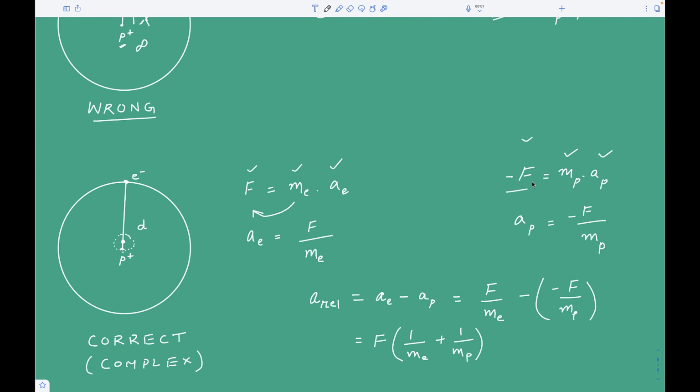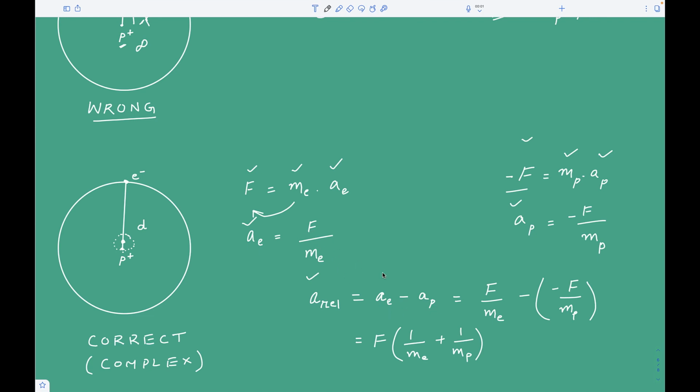Again, by Newton's second law, minus F is equal to mp times ap, then ap will be equal to minus F over mp. So this is the acceleration of the electron and this is the acceleration of the proton. Then what is the relative acceleration between these two particles? Relative acceleration is given by the difference between their individual accelerations, ae minus ap.